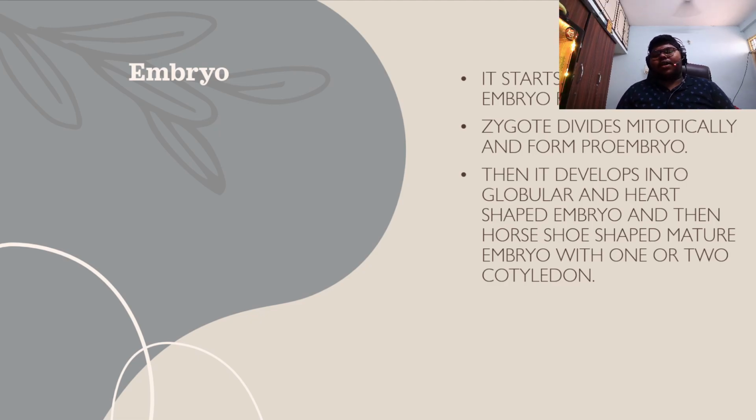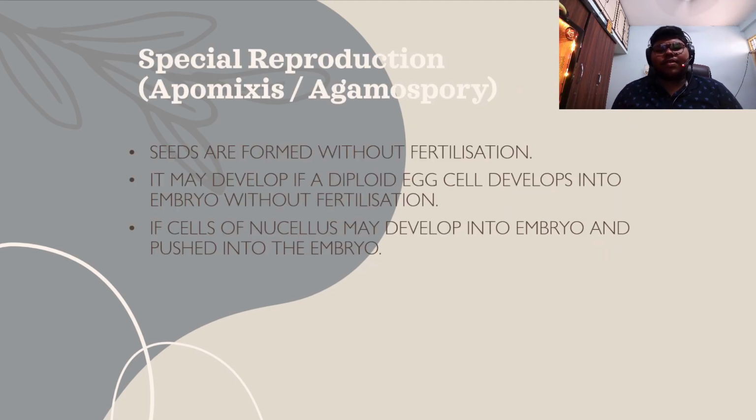Embryo development starts after certain embryo formation. The zygote divides mitotically and forms the proembryo. Then it develops into globular, heart-shaped and then horseshoe-shaped mature embryo with one or two cotyledons.